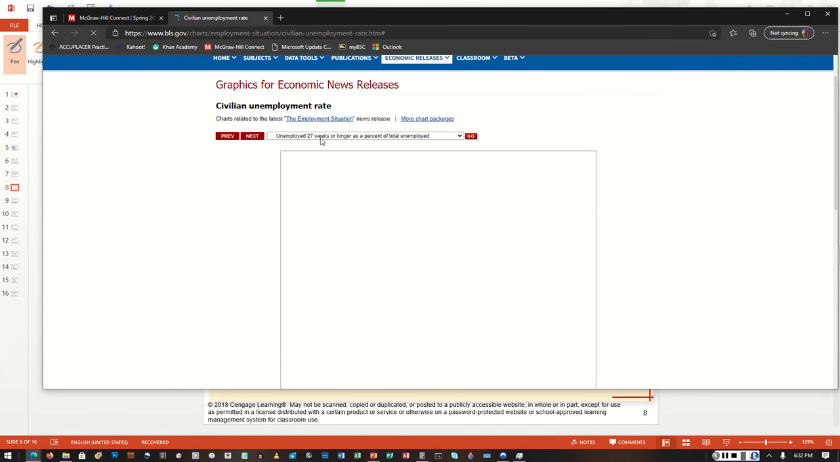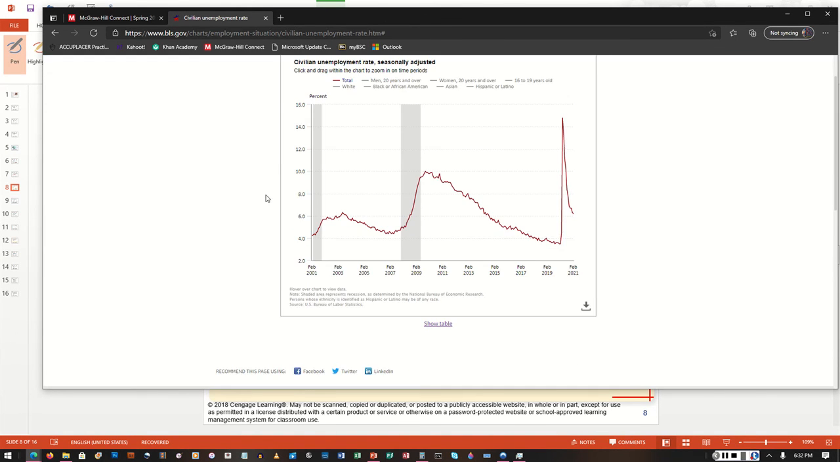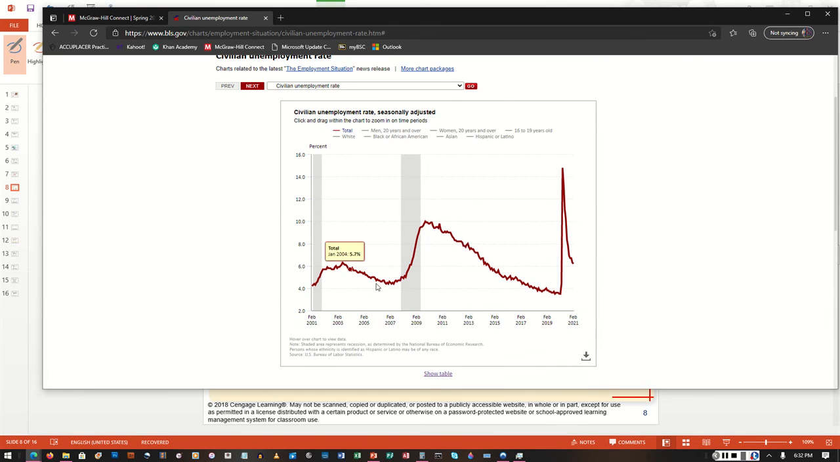And unemployed 27 weeks or longer as a percent. So this is our total civilian unemployment rate. You see it has very large dips. So it's going from 4% over 14% over this time span. And the reason why we have this big jump, if you recall, that's 2020. That's when the government shut down because of the pandemic.